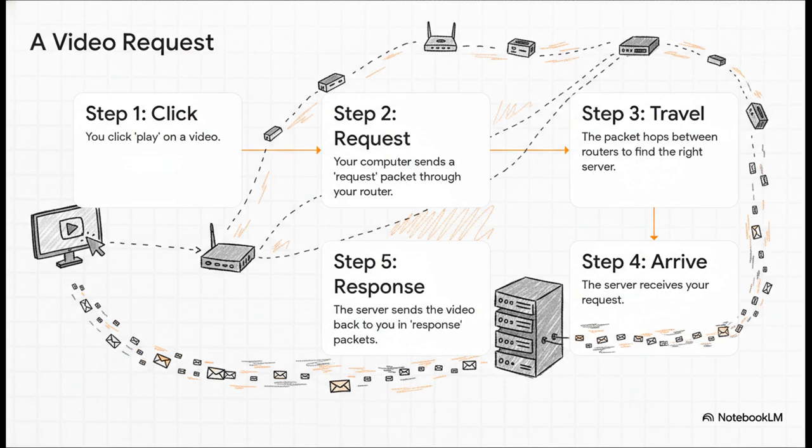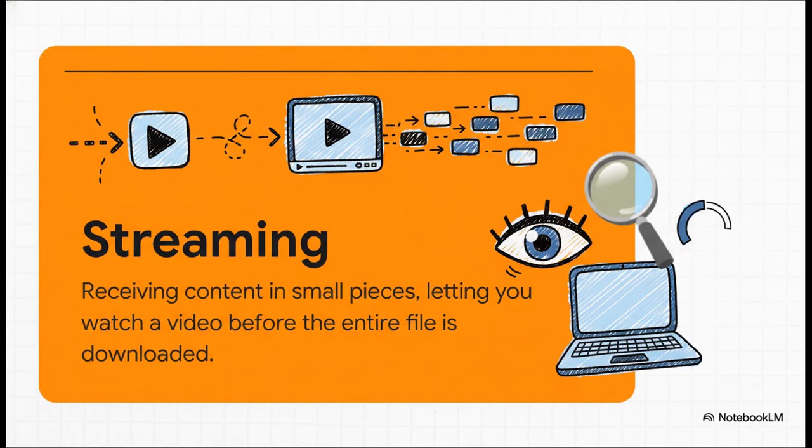Okay, so here's the whole dance from start to finish. You click play. Your computer zaps a tiny request packet out the door. It leaves your house through your router, and then it hops across dozens of other routers all over the world, finds the exact right server and says, "Hey, send me that cat video." The server then immediately starts sending the video back to you, broken down into thousands of response packets that retrace the journey. And all of this happens in milliseconds. It's just wild. And that, my friends, is streaming.